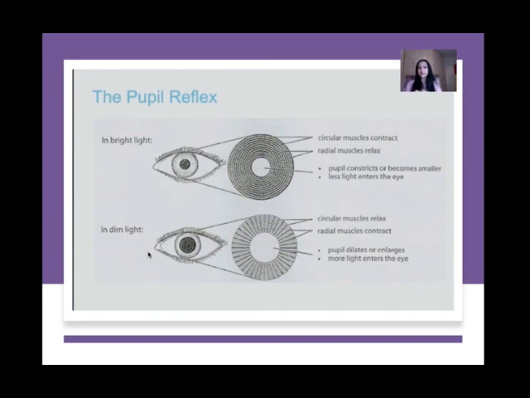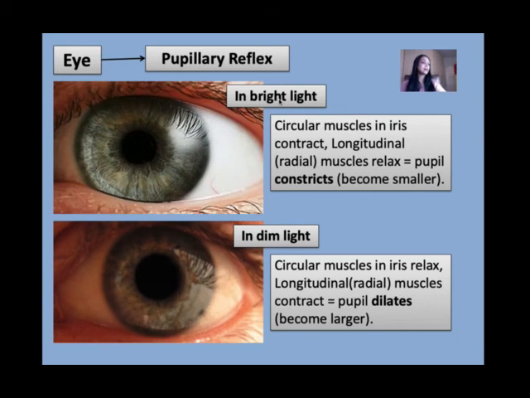Okay, let's begin. In bright light, what happens? When you are exposed to bright light like this, what's going to happen? Very little light is going to be allowed to enter by our iris. Why? We don't want to harm our retina in any way. So what happens in bright light? For the pupil to become smaller, letting in less light, what happens to our circular muscles? Our circular muscles in our iris will contract. The longitudinal or the radial muscles will do the opposite and relax.